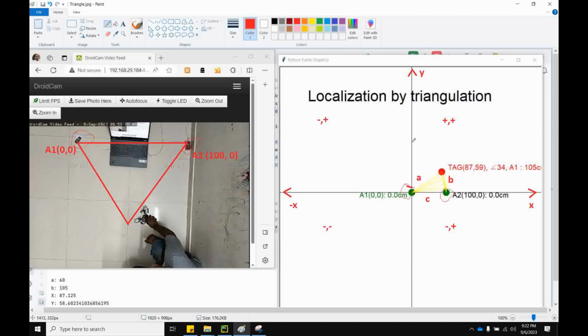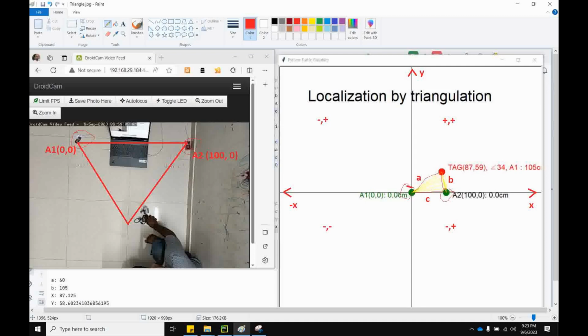Now the tag is the variable, which moves across the region. To identify the tag location we use the triangulation method, where A1 and A2 act like a base. We call this base C. The tag constantly communicates with the A1 and A2 anchors and sends its distance, how far it is from anchor A1 and anchor A2. We call the tag distance from A1 as A and the tag distance from A2 as B. Now we know C is 100 centimeters, A and B are variable, but we constantly know these distances as the tag communicates them.